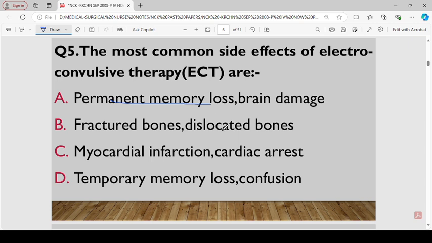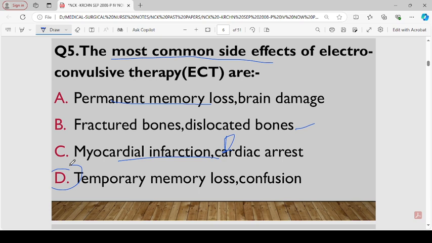Fractured bones and dislocations used to be very common before the use of muscle relaxants. But nowadays, muscle relaxants are normally used, so it has reduced such cases, so it's no longer a threat. Myocardial infarction can happen, but this is very rare, right? Remember, we are looking at the most common side effect. And the best option is option D, which is talking about temporal memory loss.